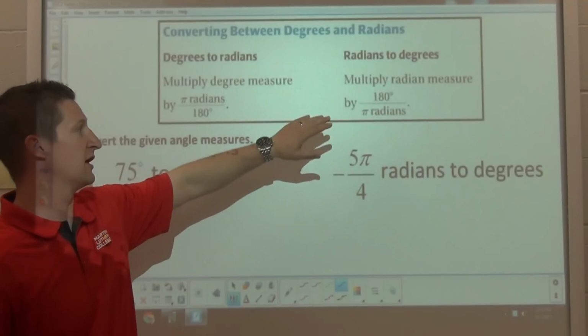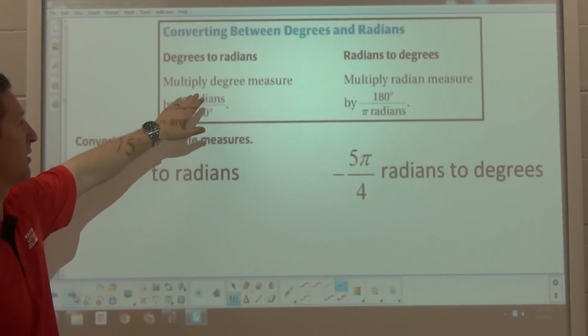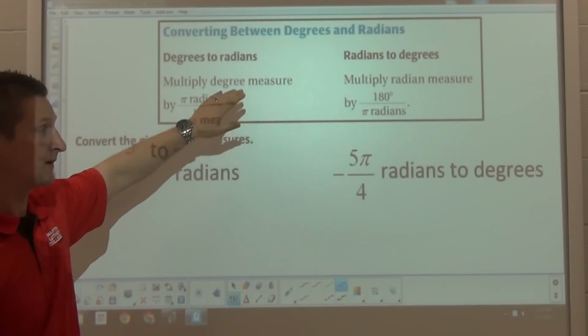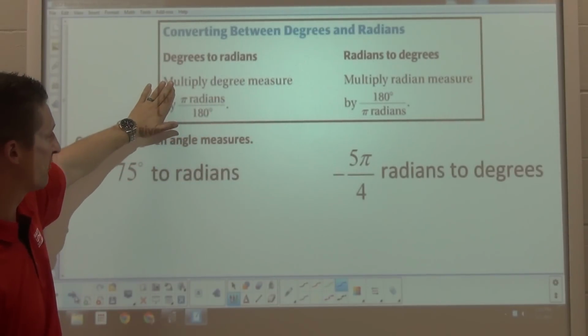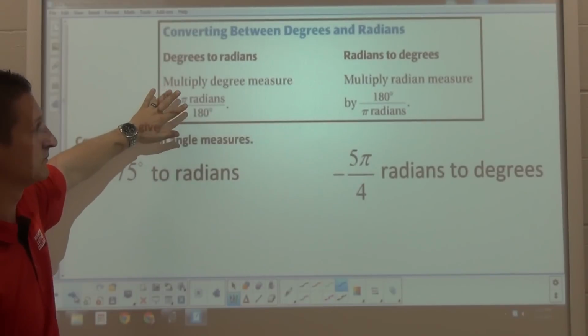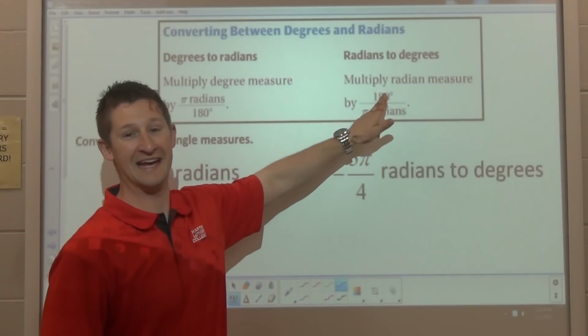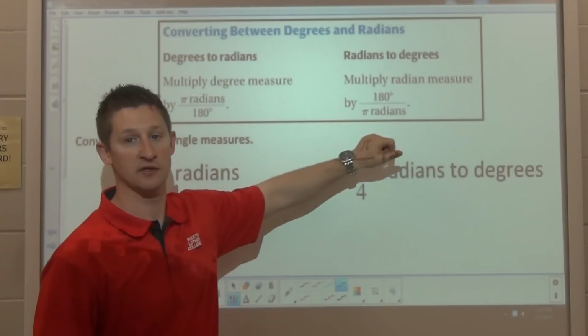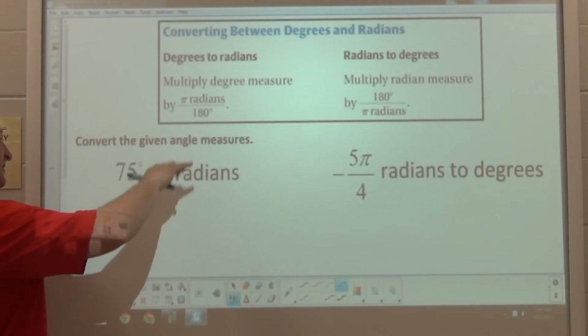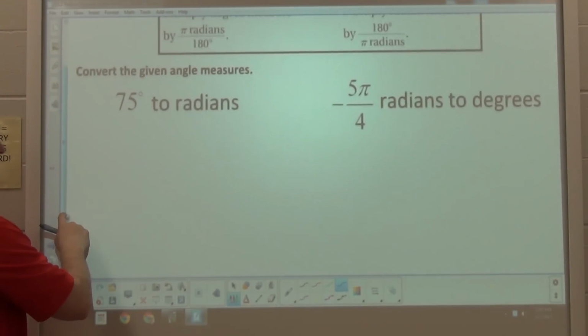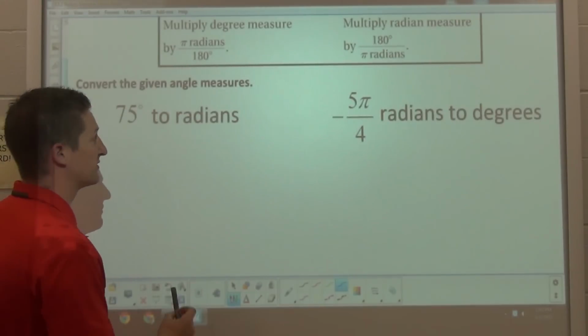Converting between degrees and radians, there's a couple of unit multipliers. If I want to change degrees to radians, I multiply by pi radians over 180 degrees. And if I want to change radians to degrees, I multiply my expression by 180 degrees divided by pi radians. So, that being the case, and again, I think you've worked on some of this in the past, we're going to change 75 degrees to radians first.